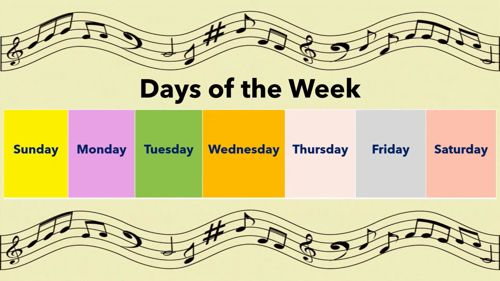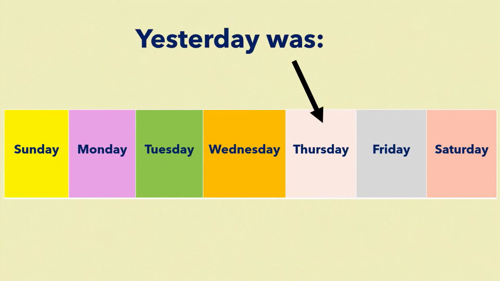Days of the week. Days of the week. There's Sunday and there's Monday, there's Tuesday and there's Wednesday, there's Thursday and there's Friday, and then there's Saturday. Days of the week, days of the week.